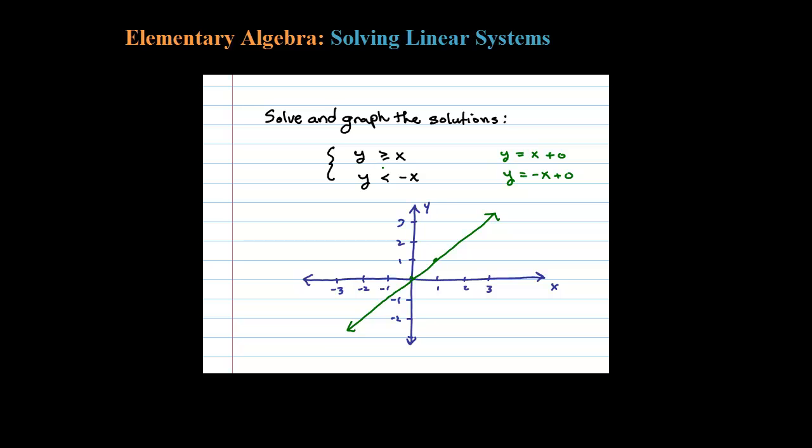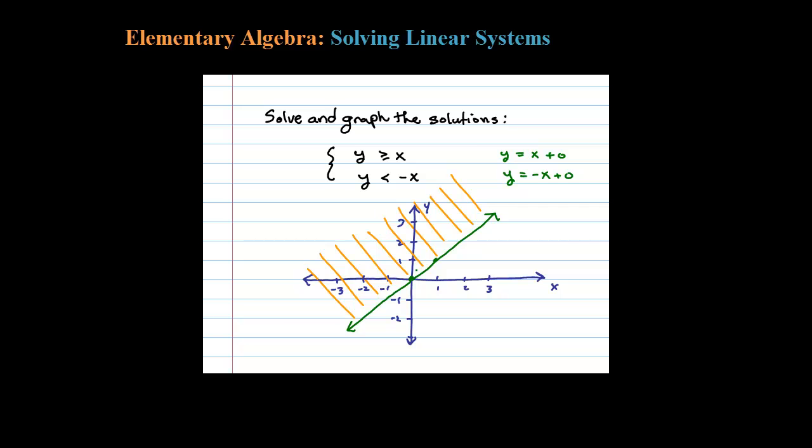And now let's run a test point, say 0, 1. Okay, when x is 0, y is 1, that certainly solves the inequality. So if I were to shade in all the ordered pairs, anything in this region will solve that first inequality. Okay, now let's focus on the second inequality, y is less than x.